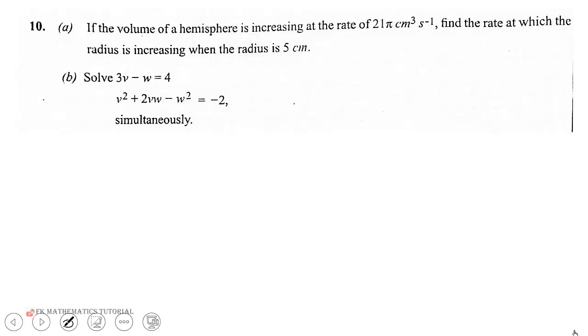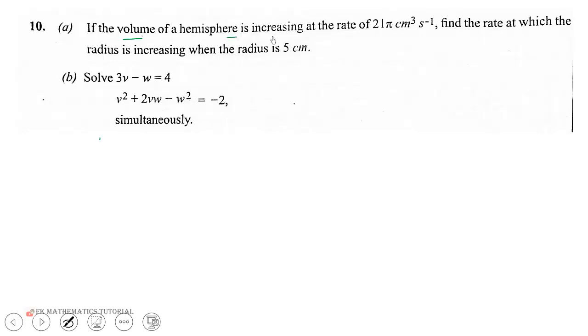If the volume of a hemisphere is increasing at the rate of 21 pi centimeter cube per second, find the rate at which the radius is decreasing. So this is on rate of change. So we can apply the chain rule to solve this question.